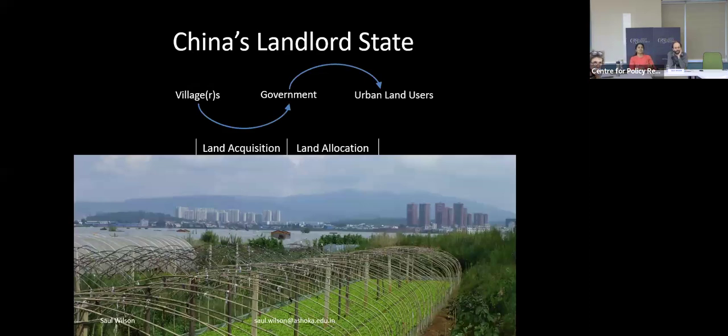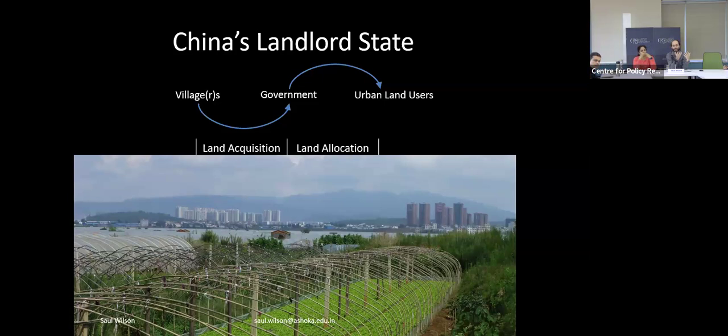So the first is this question of land takings. You'll recall that in order for this landlord state to work, the government needs to be able to allocate land onto these end users. And in order to do that, it has to acquire land from villagers. In the context of this picture here, you need to be able to go from the farm fields in the foreground to these new high rises in the background. The government needs to be able to take the farm fields and allocate them on to a real estate developer.